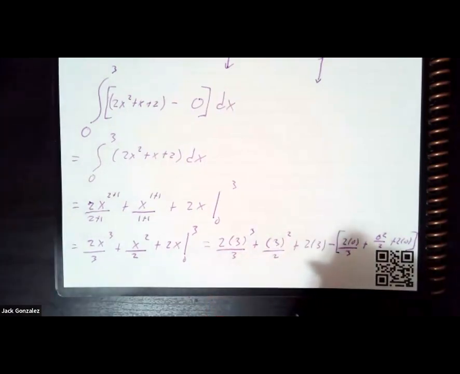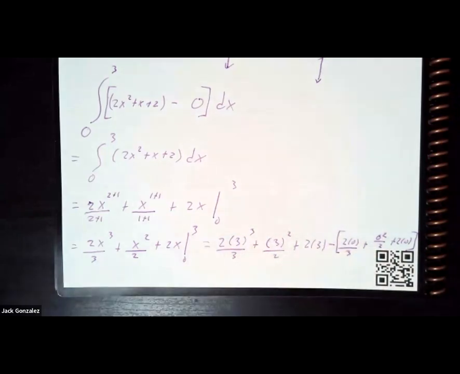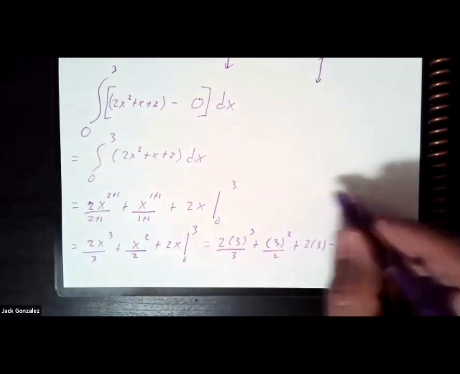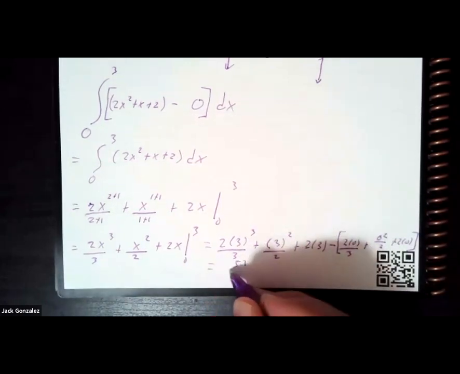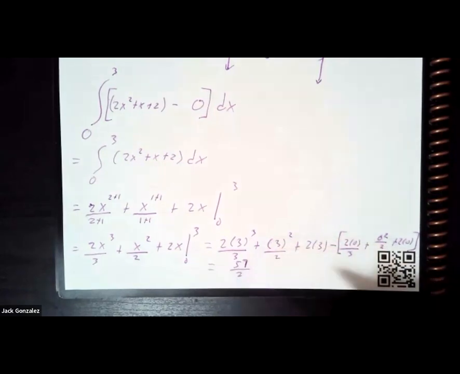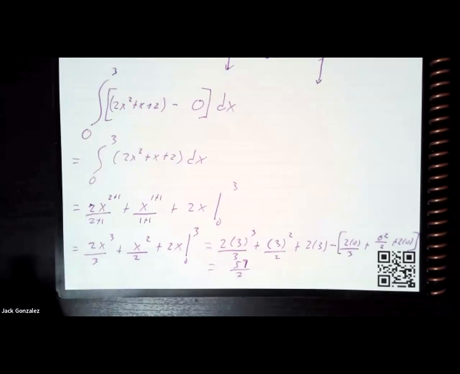Okay, I'm out of space here. This will be something, 57 over 2. Okay. When you get the general idea what they're doing, you're kind of closing stuff off.